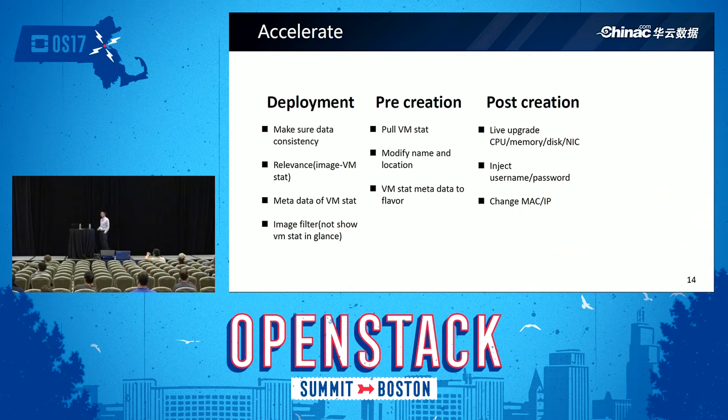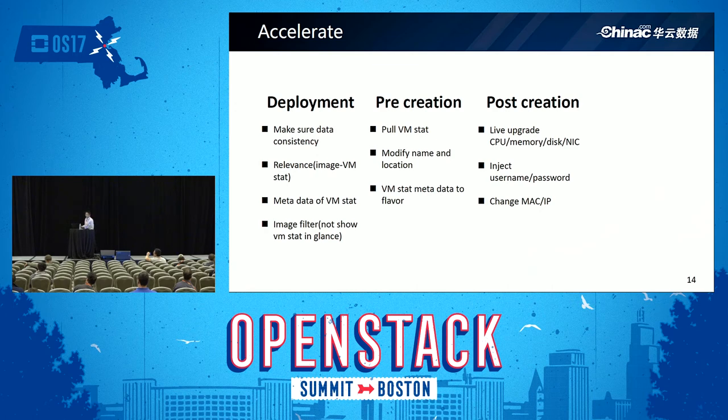Of all the accelerating stages, we have three: deployment, pre-creation, and post-creation. In deployment, we make sure of the data consistency, the relevancy of the image with the VM state. We must match them by injection, just as I said. And metadata in the VM state, because we need to get the VM state's flavors, like CPU numbers and memory numbers, and the image filter. It's very important for the image filter because we push the VM states back to the image servers or image repository. And if you do not do the filter, users may see these files. It's unacceptable.